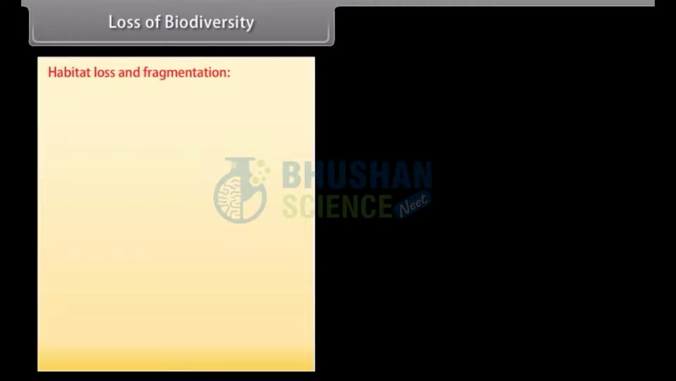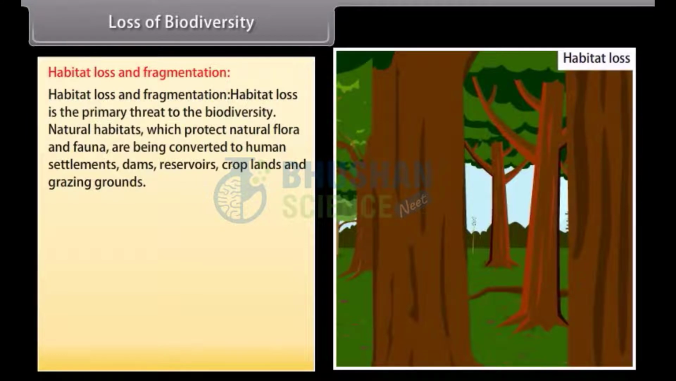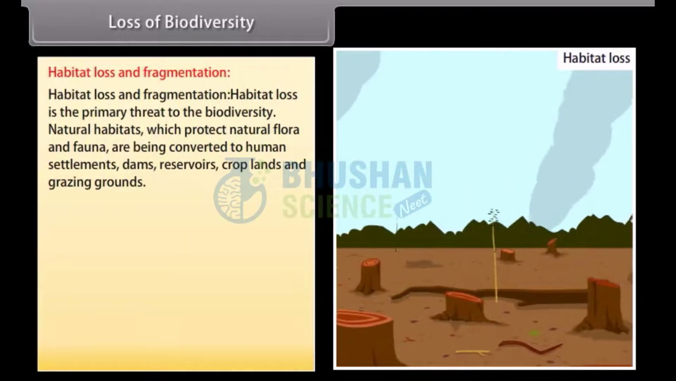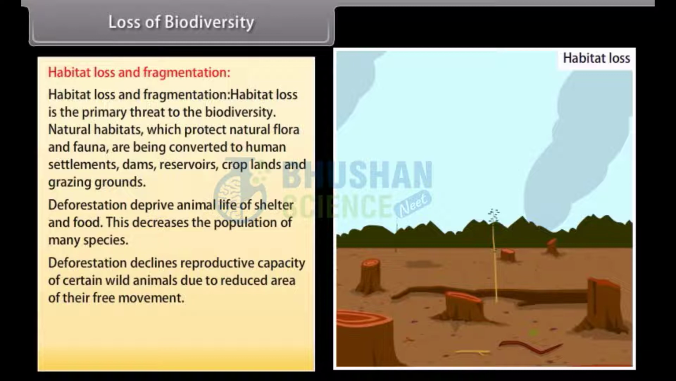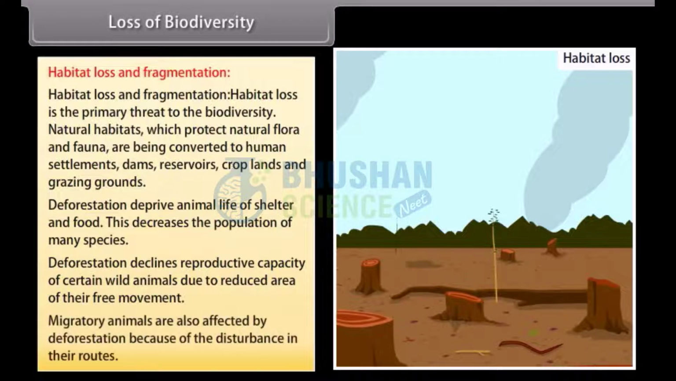Habitat loss and fragmentation. Habitat loss is the primary threat to biodiversity. Natural habitats, which protect natural flora and fauna, are being converted to human settlements, dams, reservoirs, croplands, and grazing grounds. Deforestation deprives animal life of shelter and food. This decreases the population of many species. Deforestation declines the reproductive capacity of certain wild animals due to reduced area of their free movement. Migratory animals are also affected by deforestation because of the disturbance in their routes.